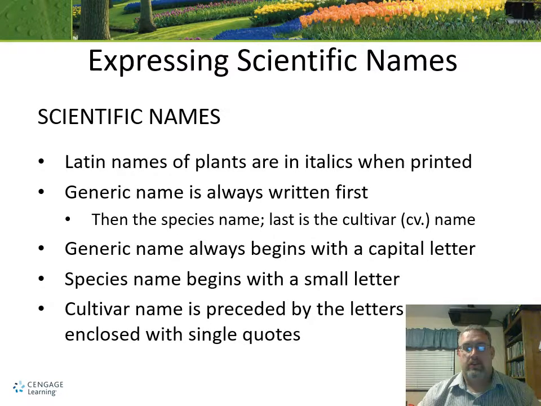So I talked about this earlier. The genus is always capital. The species is always a small letter. Something you'll notice there is sometimes you'll have something called a cultivar, which is either a hybridized version or a specific color. So a species may be a specific species, but then you may have a different color.